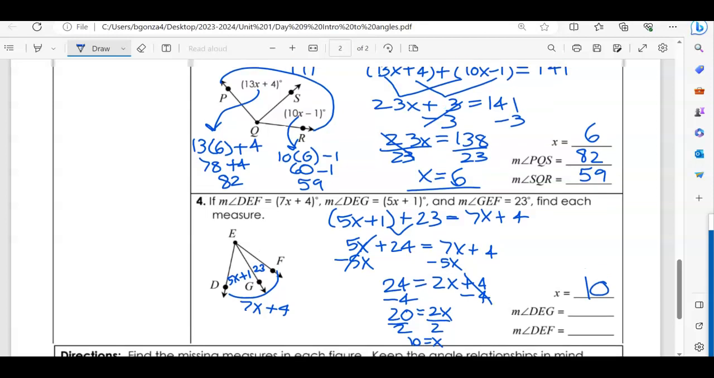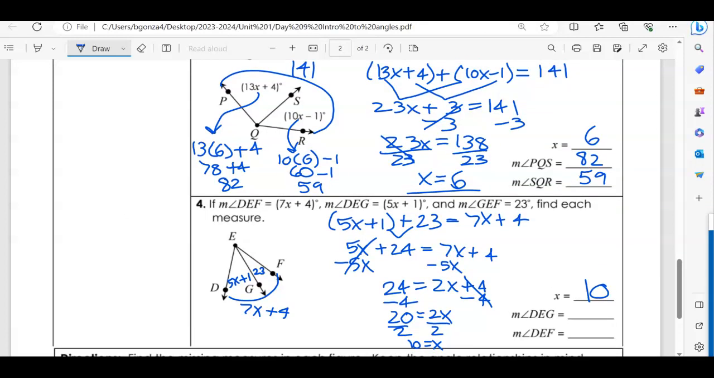Once you get x, can you plug it back in, right? DEG is right here. 5x plus 1 is 5 times 10 plus 1, which is 51. Okay, DEF is 7x plus 4, so 7 times 10 plus 4, 74. Okay.